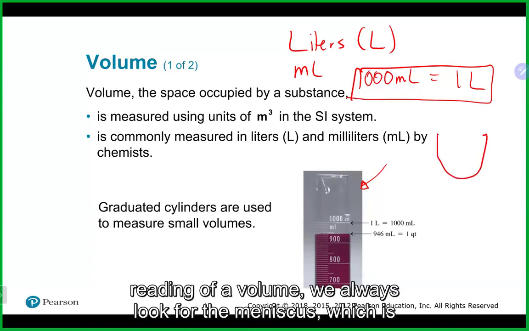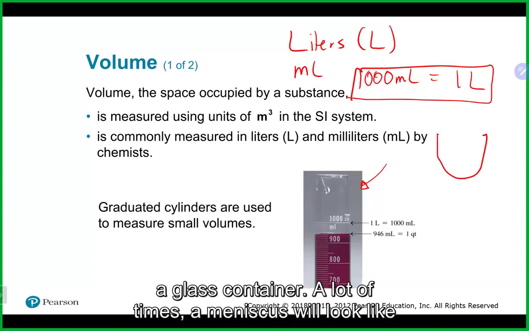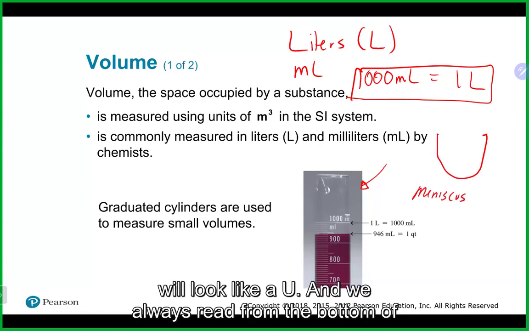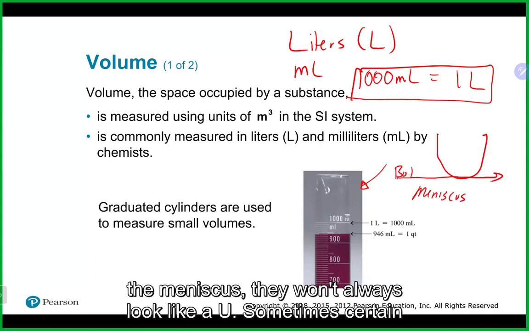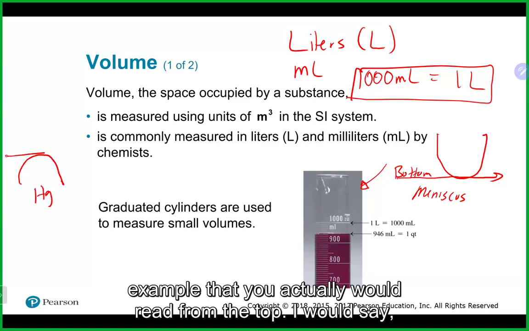By the way, when we do take a reading of a volume, we always look for the meniscus, which is the curvature of the liquid that occurs when you put a liquid in a glass container. A lot of times the meniscus will look like a U, and we always read from the bottom of the meniscus. They won't always look like a U. Sometimes certain things can actually go the opposite way, like mercury. You actually would read from the top.